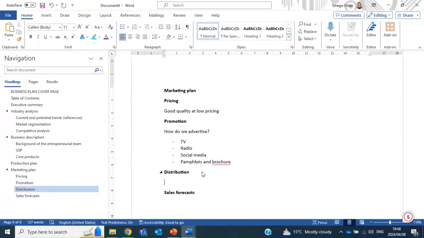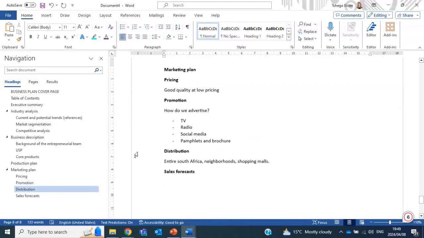And then with regards to the distribution, you would have to be clear about where it is. I mean, if you think about Checkers, it's the entire South Africa, and this is the neighborhoods, and it's also in malls, at shopping malls, and I don't know where else you get Checkers.